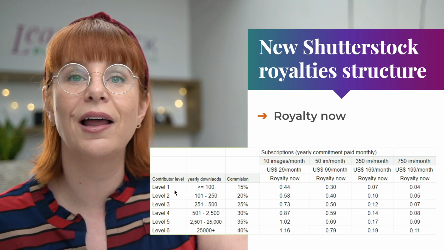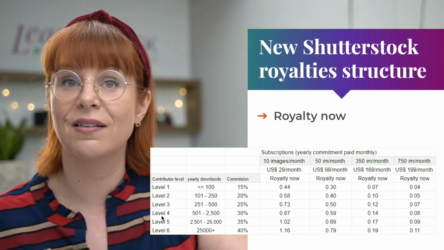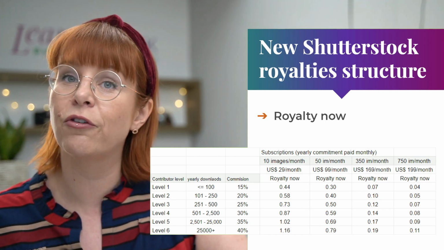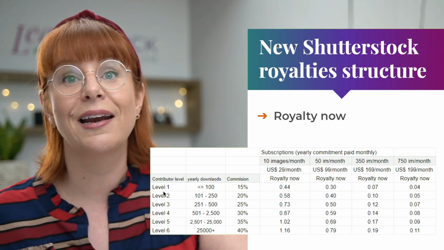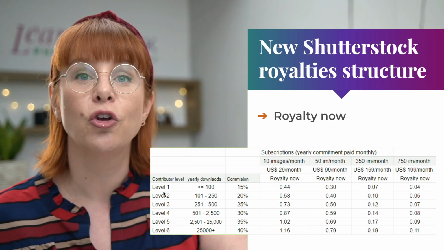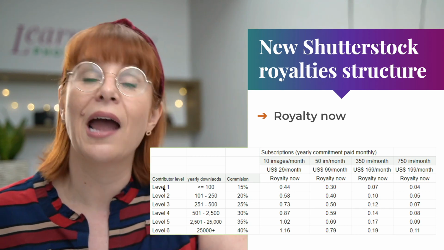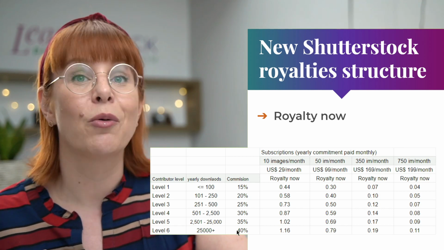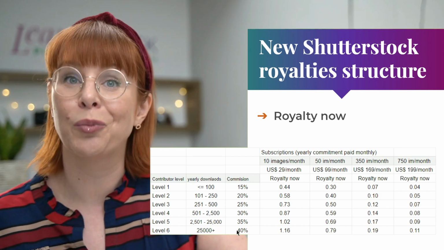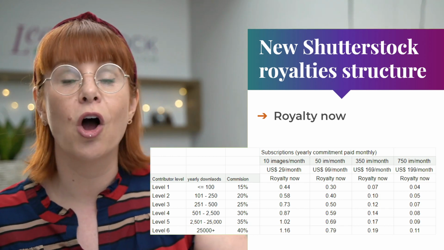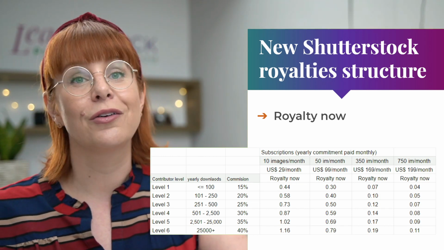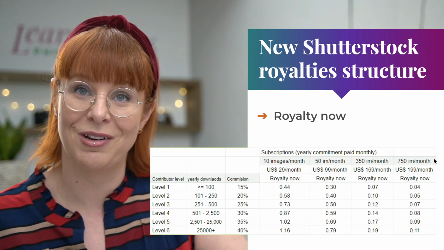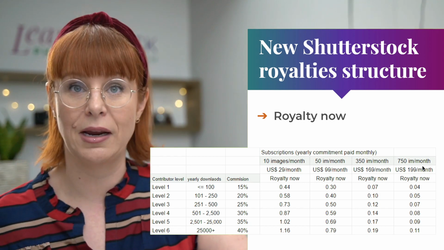As I've mentioned before, the levels here are based on the number of downloads you have from January 1st. On January 1st, everyone will start at level 1. After that, depending on the number of sales you have, you will climb higher or slower. From each level, we have different royalties, going from 15 to 40%. But because it's based on a percentage, it will also vary depending on what type of subscription the client is on. There is a subscription for every need, from 10 images a month to 750 images a month, so that will also vary much in price.